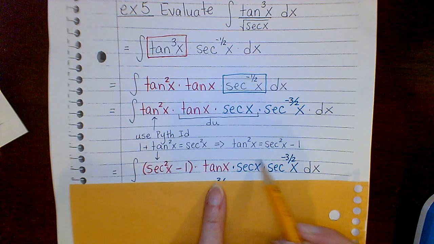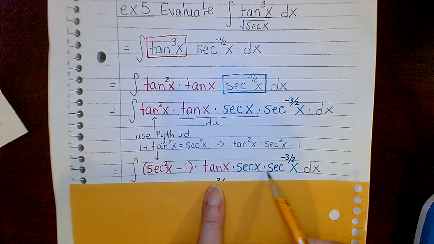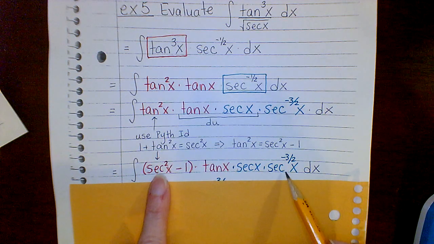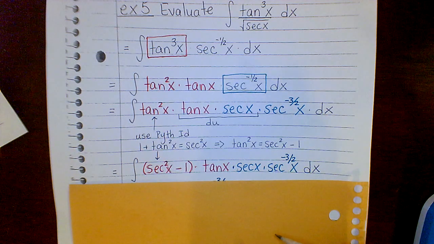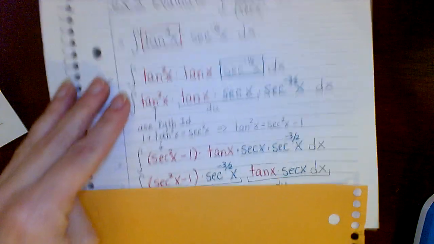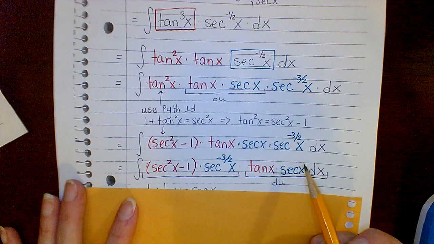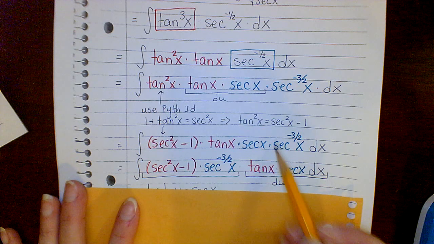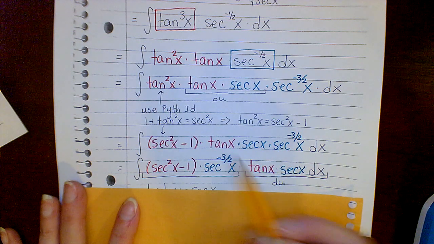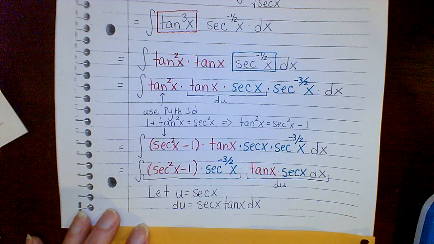Now you can see that secant tangent, that's going to be my du. And then everything else that's left is going to be in terms of u, or just secant in this case. So all I did was rewrite some terms. I moved my secant tangent to the end, and I put this secant to the -3/2 over here, because it's time for my u substitution.